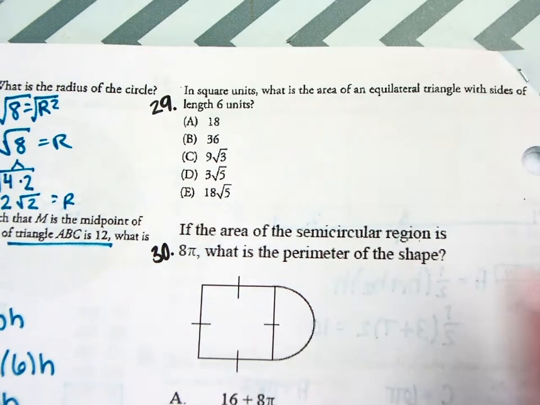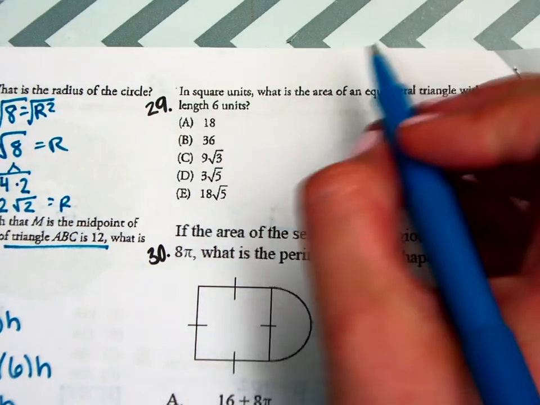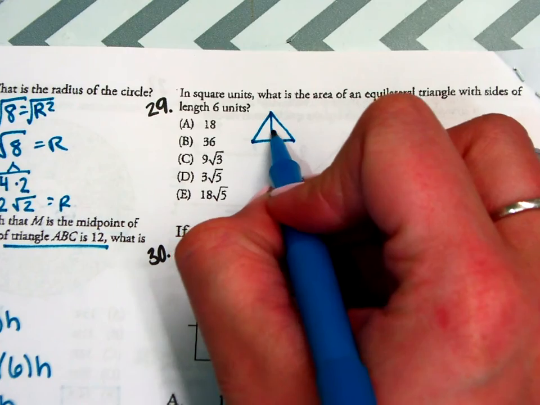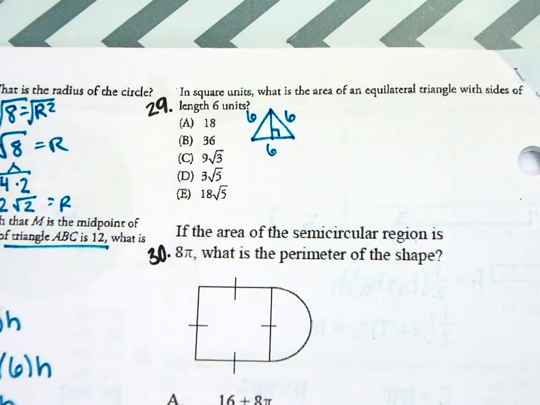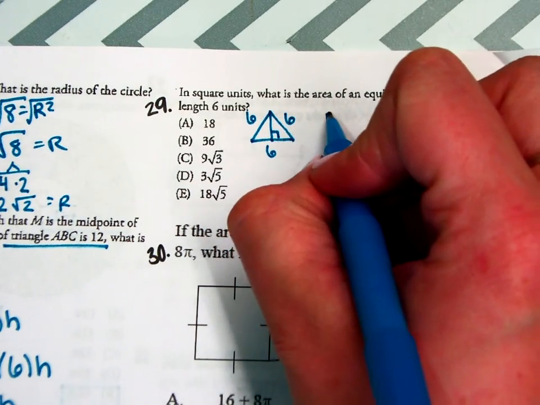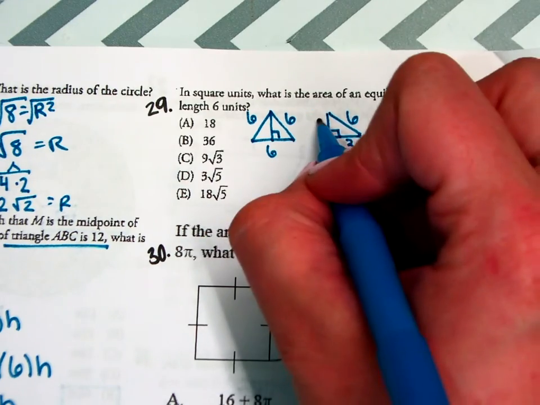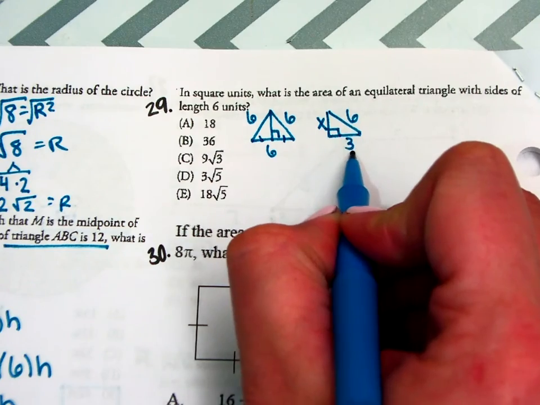Almost finished. Number 21, in square units, what is the area of an equilateral triangle? Okay, an equilateral triangle with lengths of 6. So I'm trying to find the area. Well, I know all these sides are 6. In an equilateral triangle, the height will bisect the base. And what that ends up doing is creating, I know that this is 3, me trying to find a height. So this is bisected, half of 6 is 3.